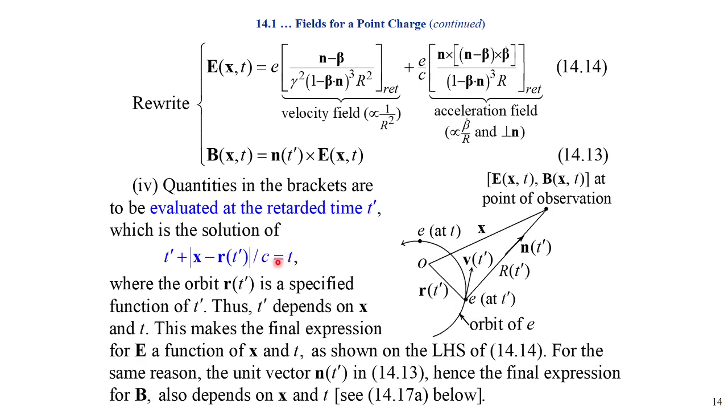c is a constant. For the same reason, the unit vector n here can be expressed as a function of x and t. So everything can be expressed in terms of x and t. Although we say evaluate at the retarded time, it still can be found from x and t. They are correlated.